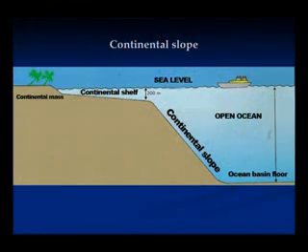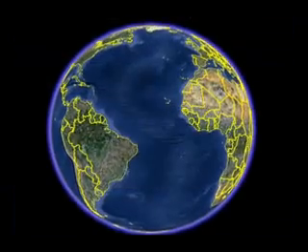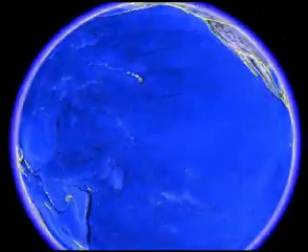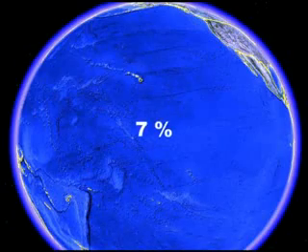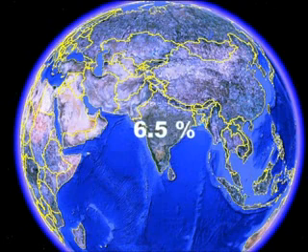The continental slope zone occupies 8.5% of the total area of the ocean basins. Within the Atlantic Ocean, it is about 12.4%. Within the Pacific Ocean, it is about 7%. In the Indian Ocean, it is about 6.5%.